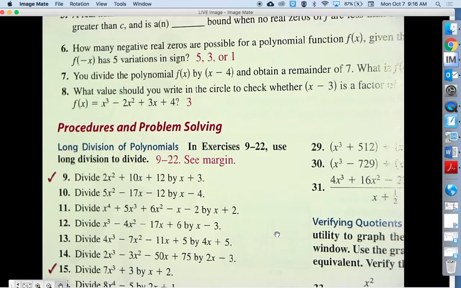So a remainder isn't useless. A remainder actually means something with respect to the graph. It would create my y value for whatever x value I divided with.